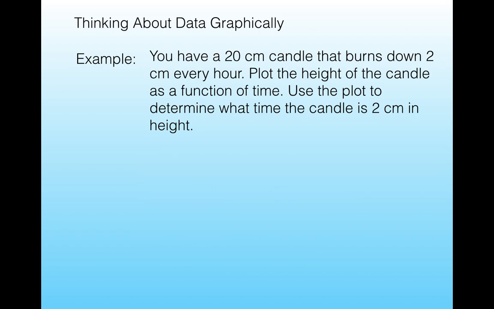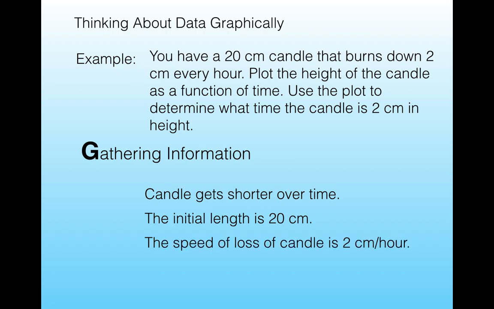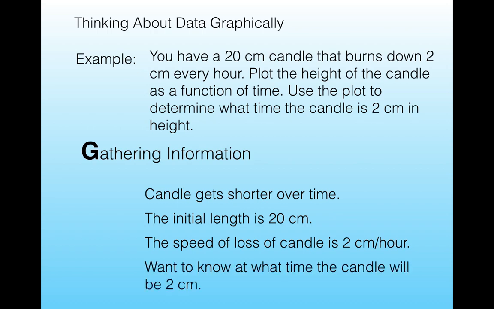We'll start by gathering information. We know that this candle gets shorter over time, so we have an idea of the direction that our plot should go. The candle's not going to be getting taller, it's going to be getting shorter. The initial length is 20 centimeters, which is given in the problem. The speed of loss of the candle is 2 centimeters per hour. And finally, we want to know at what time the candle will be only 2 centimeters.